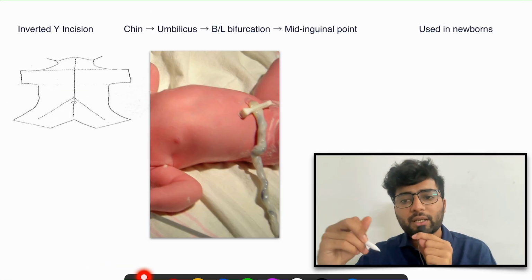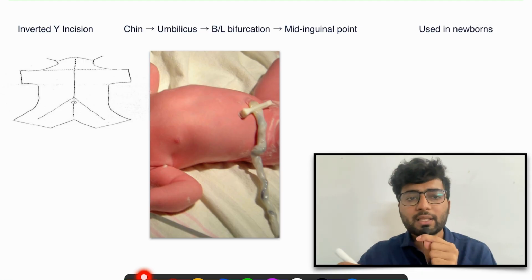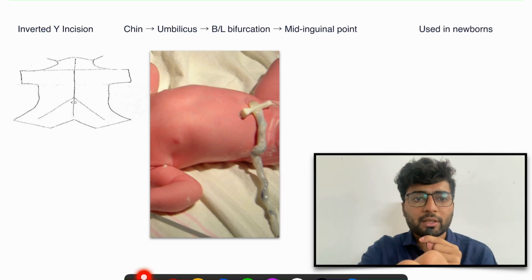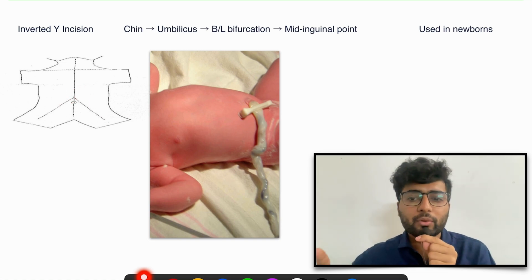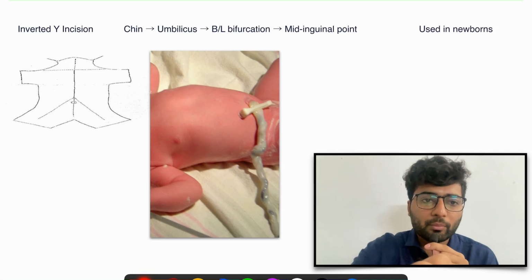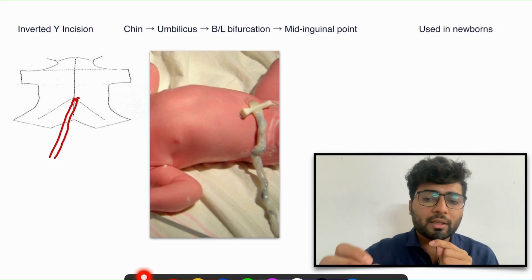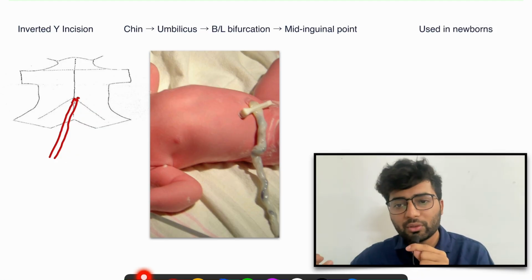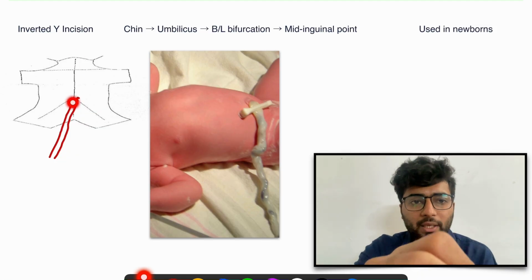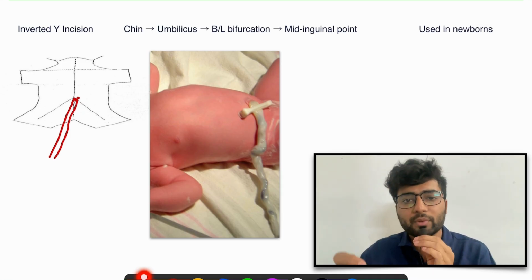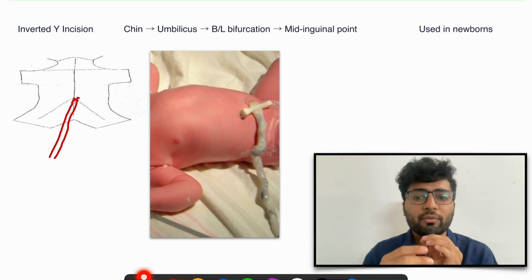Now there is an inverted Y. See, why do we need an inverted Y? In the child, we do this incision where the incision goes from the chin up to the umbilicus and then bifurcates. Why do we need to bifurcate the incision? Because we know at the umbilicus there will be the umbilical vein, right? Now this umbilical vein has some evidence in case of child death or anything. So we don't want to cut this umbilical vein. So we bifurcate from there. Let's say this is the umbilical vein, then we apply the incision over here, then we bifurcate it. We don't cut through it, right? So the inverted Y incision is used in newborns.